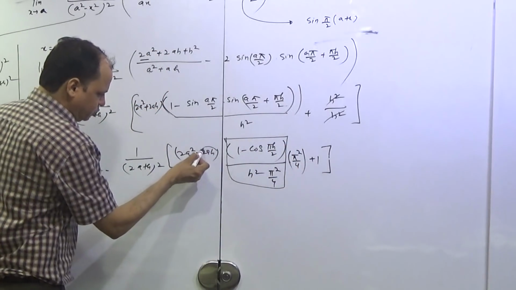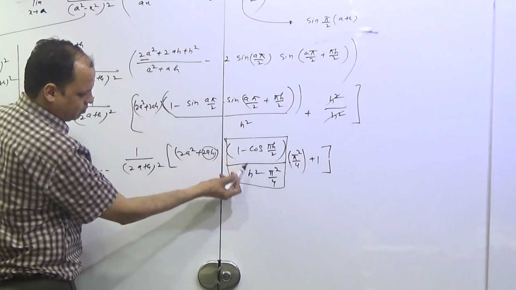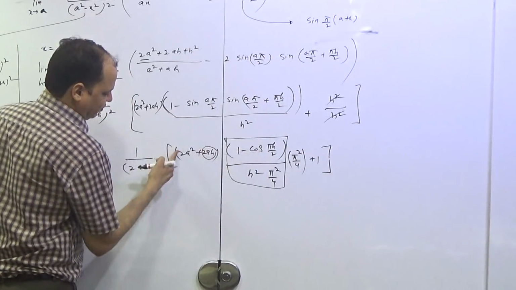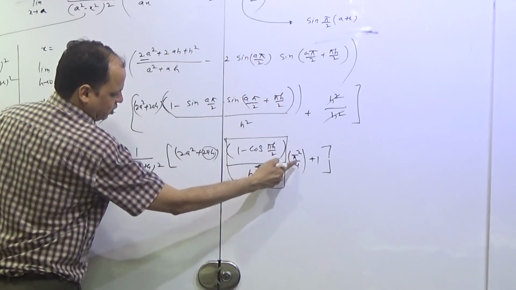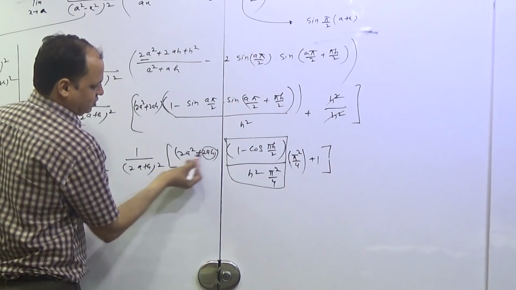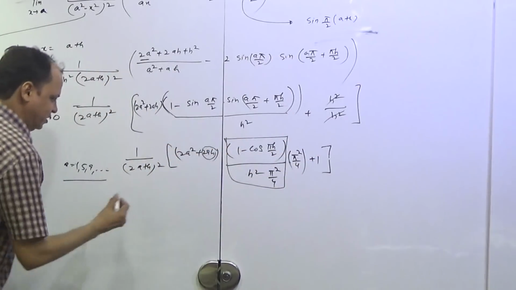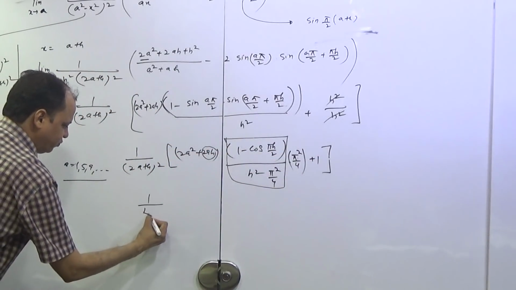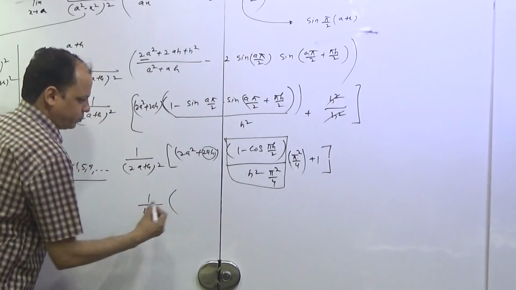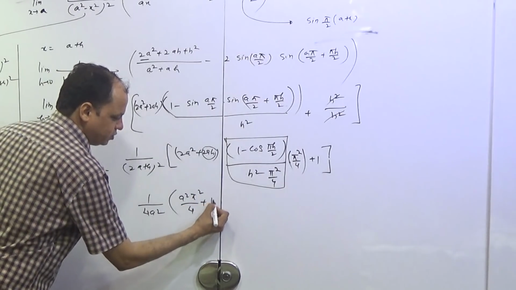For this, h tending to 0 is over. So what is left? 2a square into 1 by 2, and pi square also. 2 and this is over. So what is cancelled? Pi square by 2, this 2 is over with this 2. So a square pi square by 4 plus 1. So I'll write this final answer: 1 upon 4a square, and what is left inside: a square pi square by 4 plus 1.